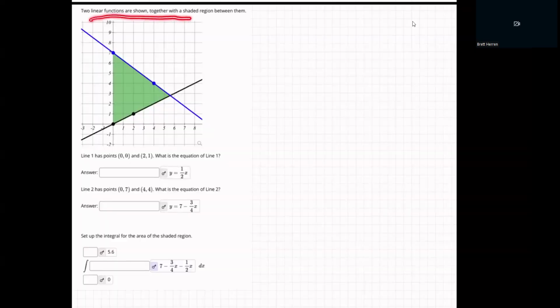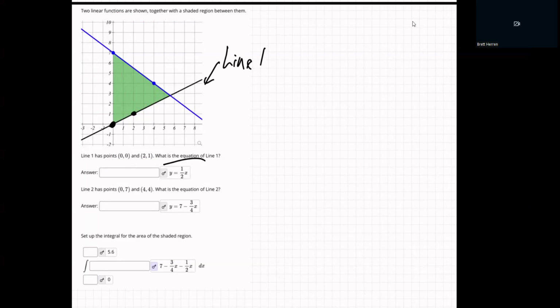Two linear functions are shown together with a shaded region between them. So how would you find the area of a shaded region between two curves? Well, first off, line 1 has points (0, 0) and (2, 1). So they mean line 1, this black one here. So this one they're calling line 1. How do I know? (0, 0) and (2, 1), right?